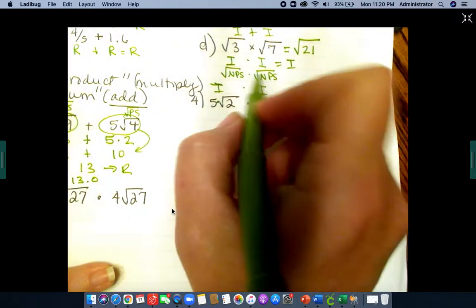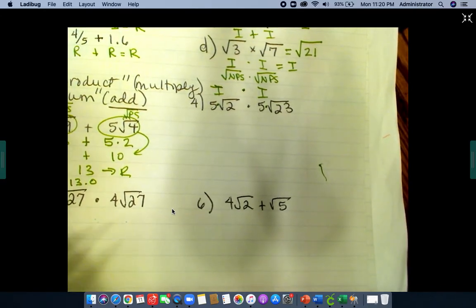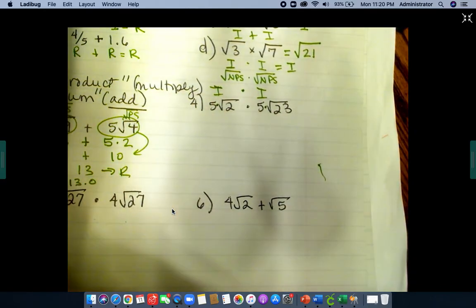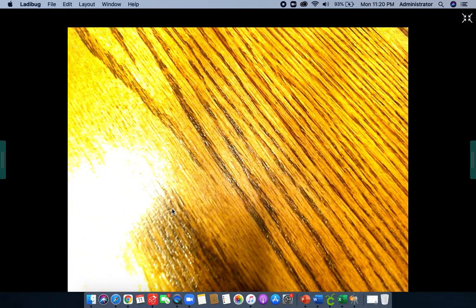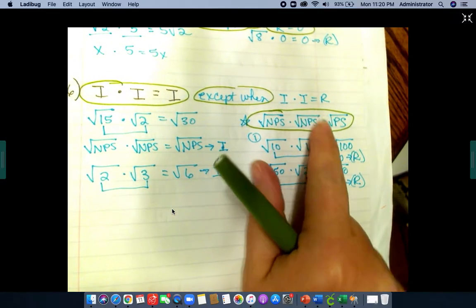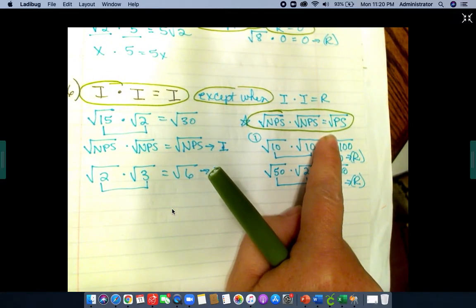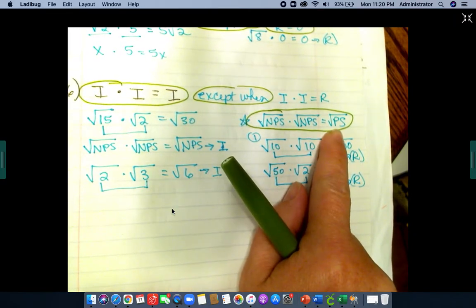But what we do, if we look back at our notes, we would go, oh, well, I'm supposed to know. Well, let's look at my rule. What's true about an I times an I? I'm trying to find my notes. It's in my notebook. Right here. An I times an I is I, except when we get the square root of a perfect square when we multiply. So let's see what happens when we multiply.